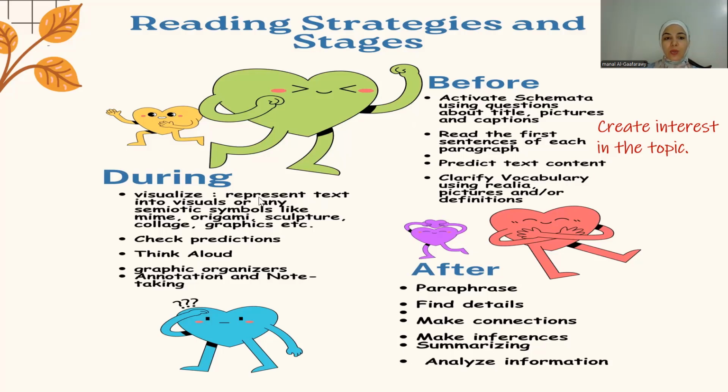This may happen in several ways, as we said before. So they can use drawing, graphics to represent the information presented in the text. They can use any semiotic symbols like mime, any form of art like origami, sculpture, collage, graphics, etc. And you can Google any of these forms, how they are used in reading. You'll find interesting activities based on art. Also, at the during stage, students can check the predictions they made at the very beginning at the before reading stage, whether they are correct or they are different.